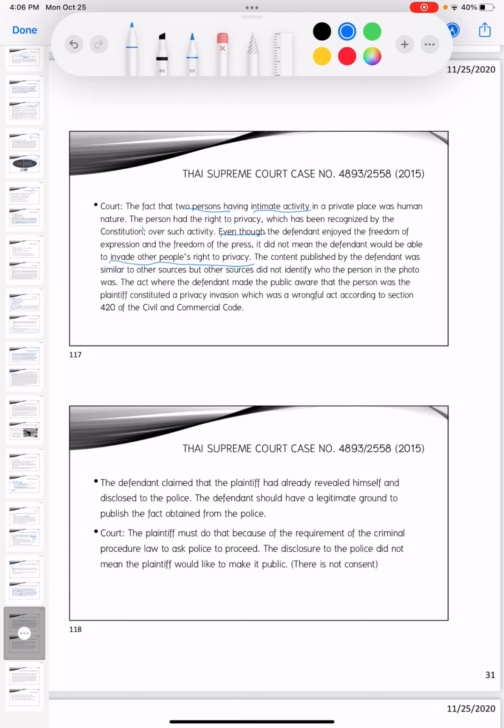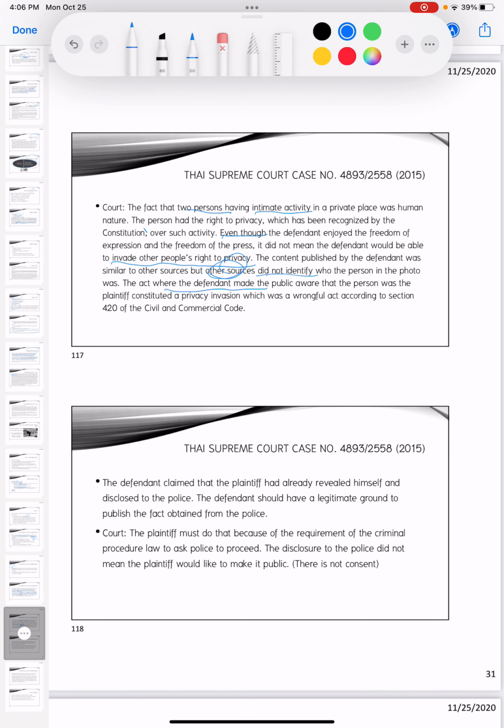Now the court was conducting the assessment. See, the content published by the defendant was similar to other sources, but the other sources did not identify who that person is. Okay, the act where the defendant made the public aware that the person was the plaintiff constituted a privacy invasion, which was a wrongful act according to Section 420 of the Civil and Commercial Code.